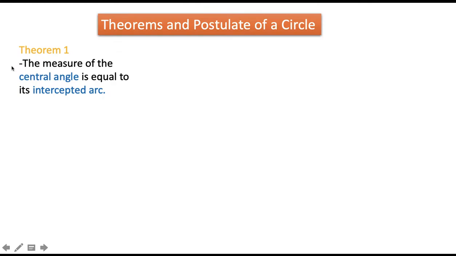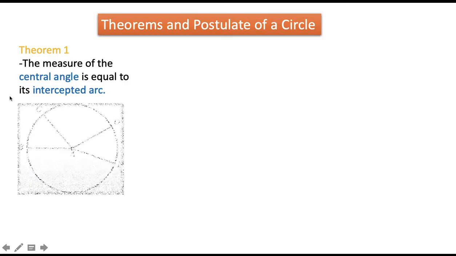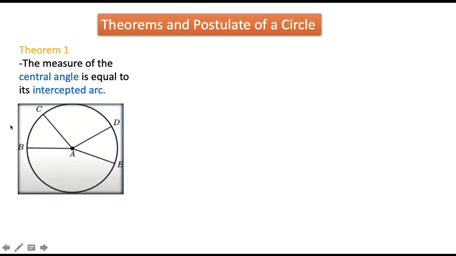Theorem number 1 states that the measure of the central angle is equal to its intercepted arc. Consider our given diagram. If angle CAB is equal to 46 degrees, its intercepted arc CB is also 46 degrees. Thus, if angle CAB is equal to 46 degrees, then arc CB is also equal to 46 degrees.